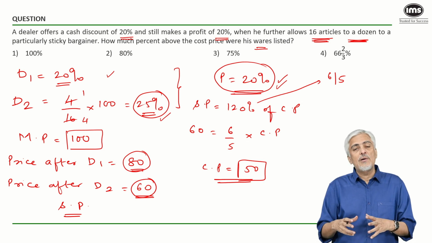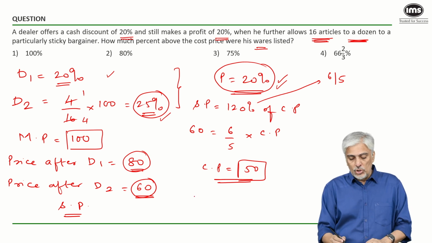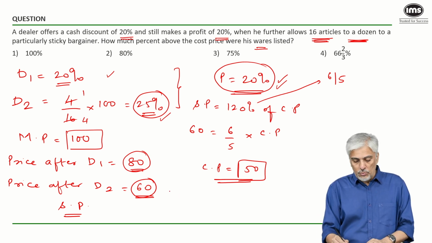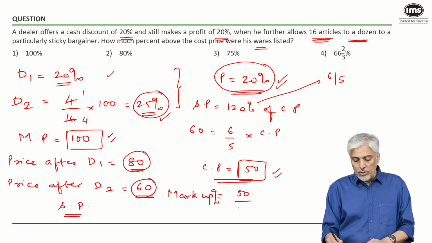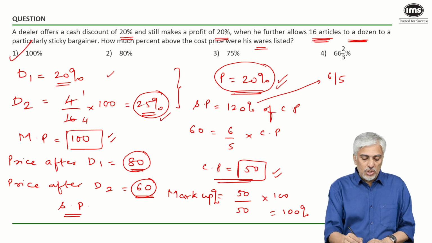So we want to know what is the mark price above the cost price, which you call as markup. So what is your markup? Markup percentage is markup upon cost price. So an article of 50 rupees has been marked at 100, which means the markup is 50 upon a cost price of 50 into 100. Answer will be 100%, which is the first option.